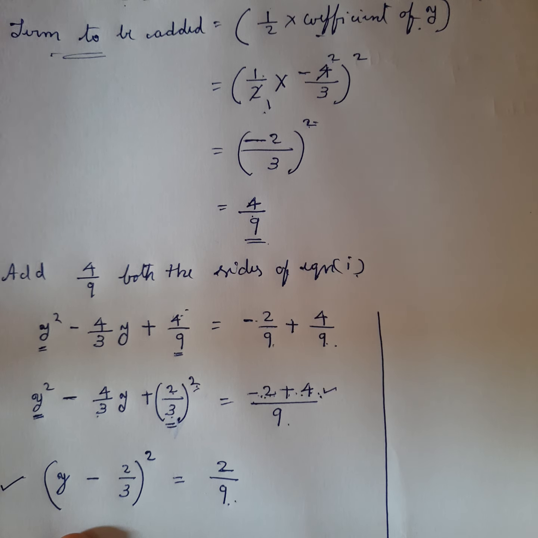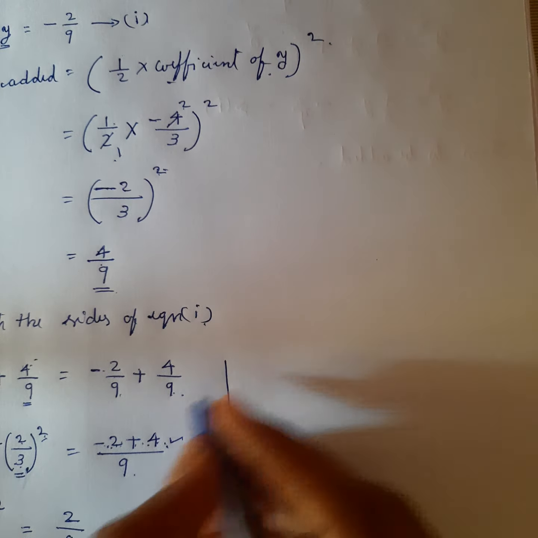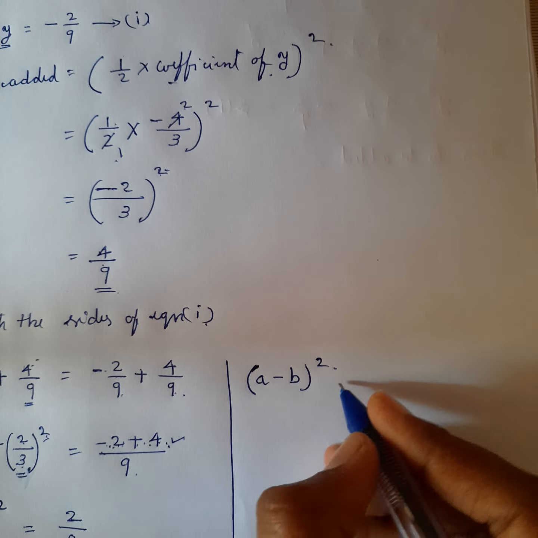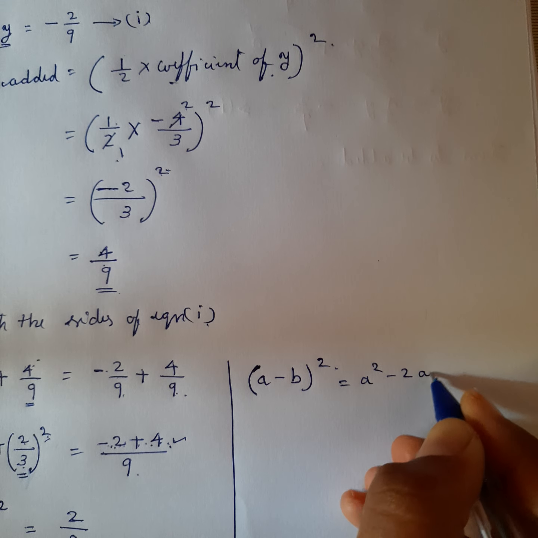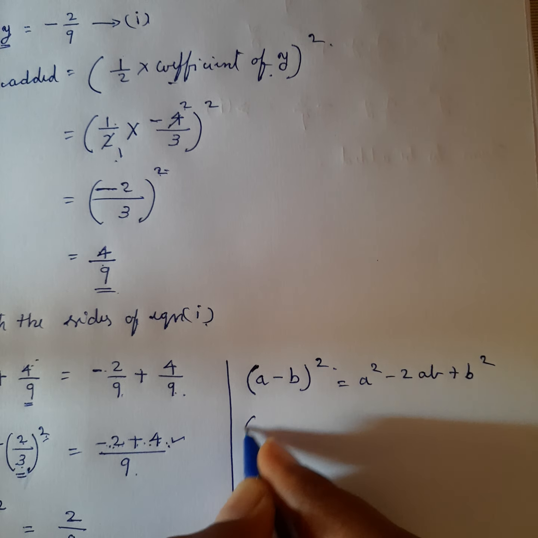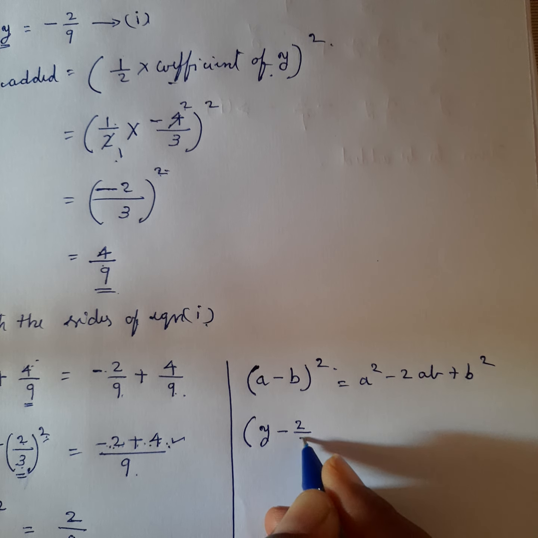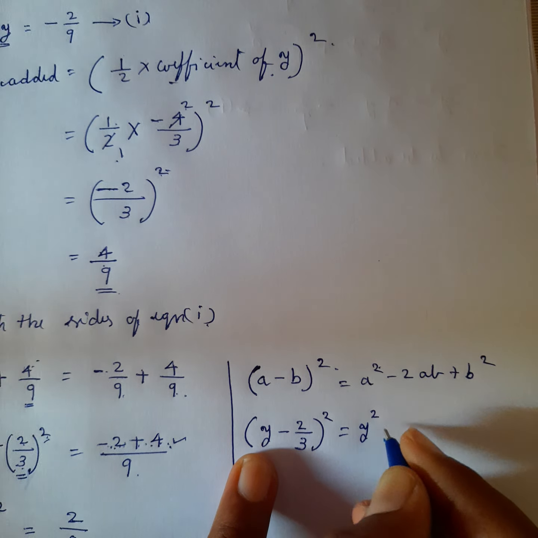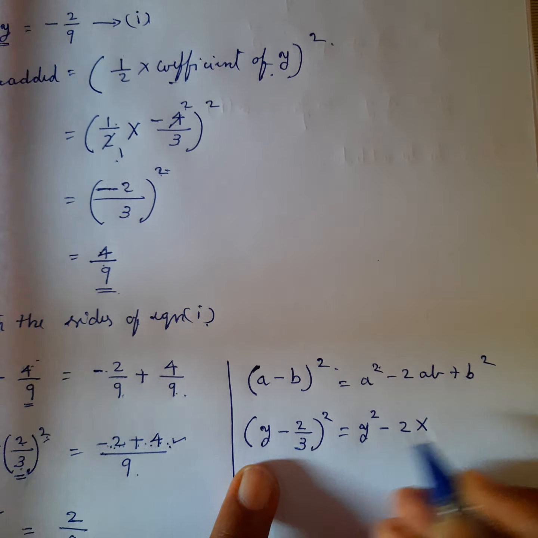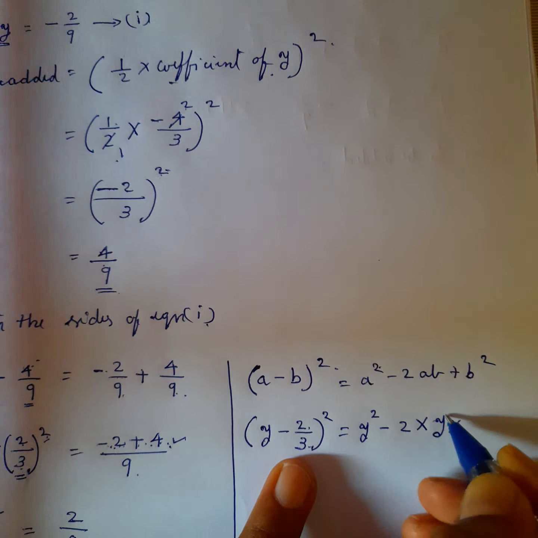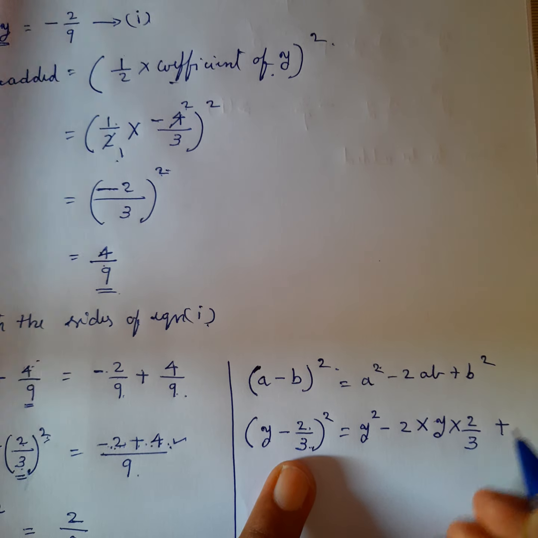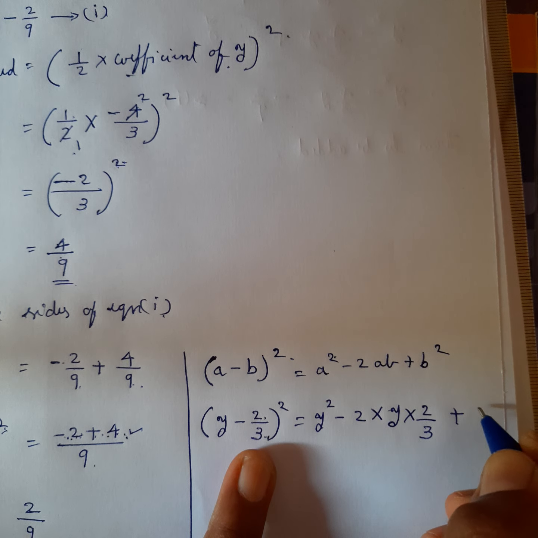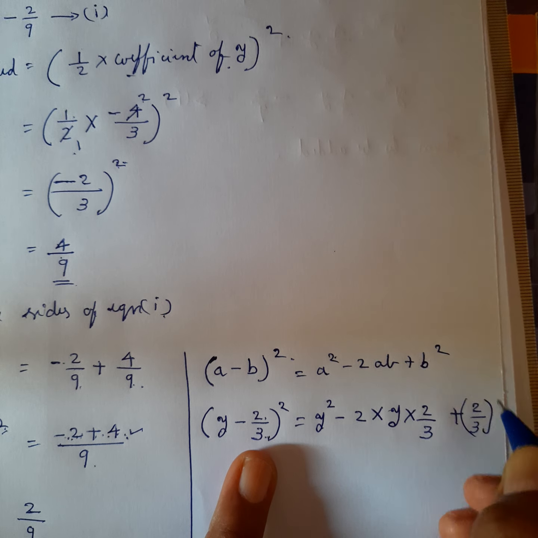And what about this identity? I will explain roughly here. If you expand this, how does it come? (a minus b) whole square is equal to a square minus 2ab plus b square. So we have here (y minus 2 by 3) whole square. Expand this: a square, that is y square, minus 2 into a is y, b is 2 by 3, plus, this is verification I am doing. You can check your answer whether it is proper or not. So 2 by 3 square.